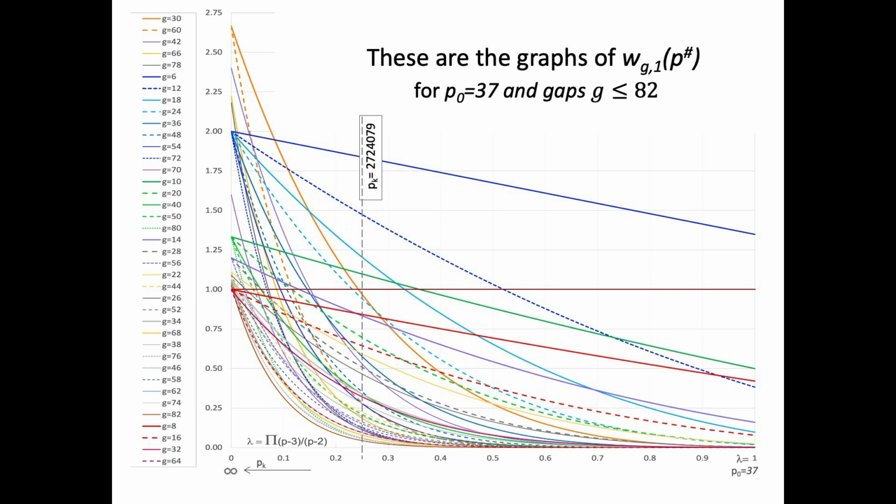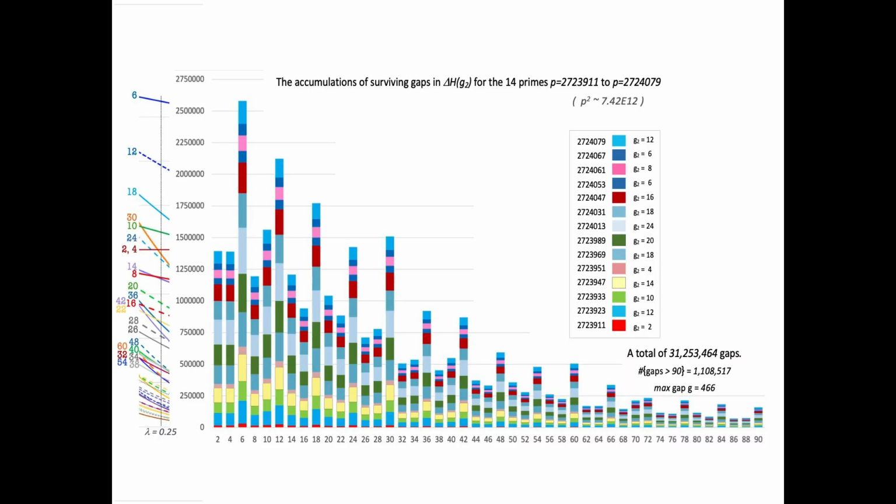What we next did was take a section of these graphs, here shown at lambda equals 0.25, and we compare that section, shown here at the left, with data samples among the intervals of survival, among the squares of primes. So here, this was the sample where we have 14 intervals of survival, a total of 31 million gaps, and we see that their relative populations of the gaps conform to the models to first order.